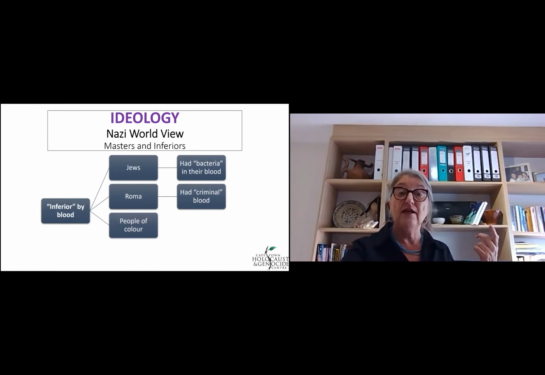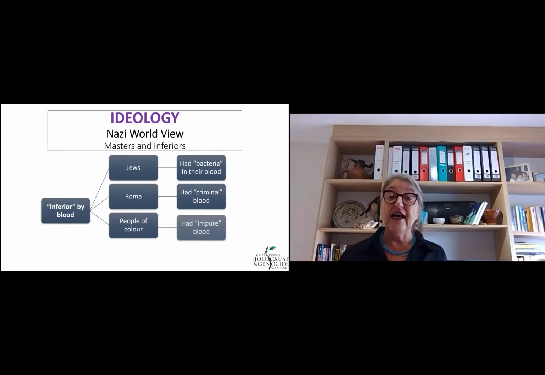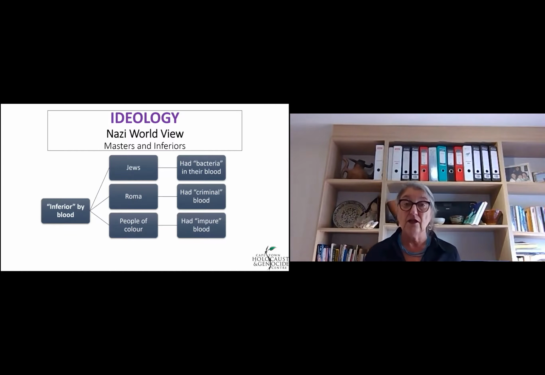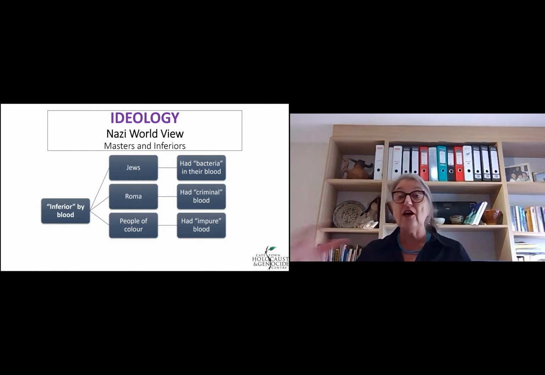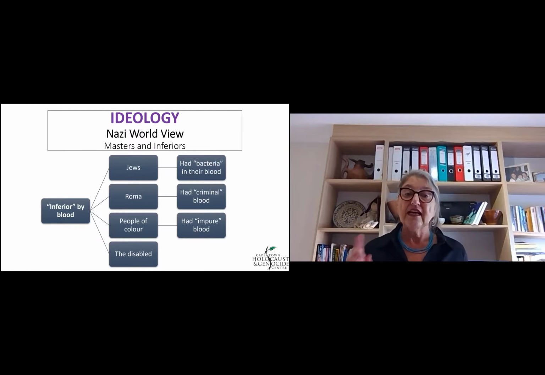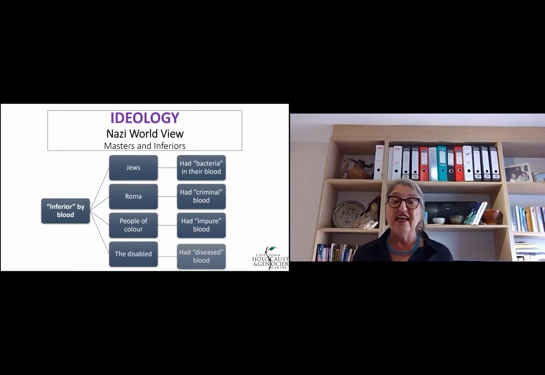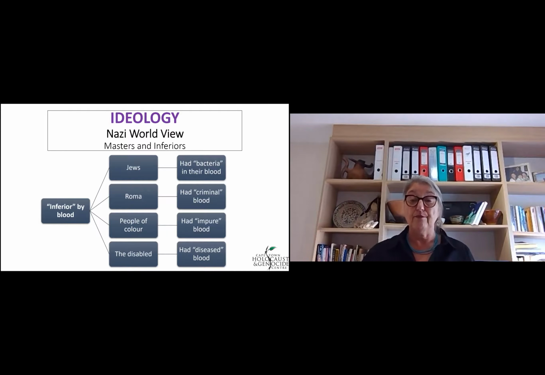Understanding the ideology? People of color. Well, people of color had impure blood, right? What are people of color doing in Germany? Well, remember I told you that the Rhineland was occupied by the French, and many of the occupiers came from African countries, and they met German women and married and had babies and lived a perfectly happy life until 1933. And of course, the disabled. The Nazis said that people with disability had diseased blood and therefore needed not to be part of this pure race.